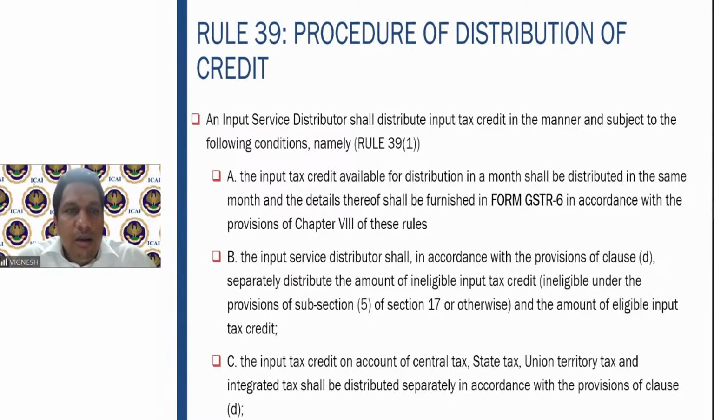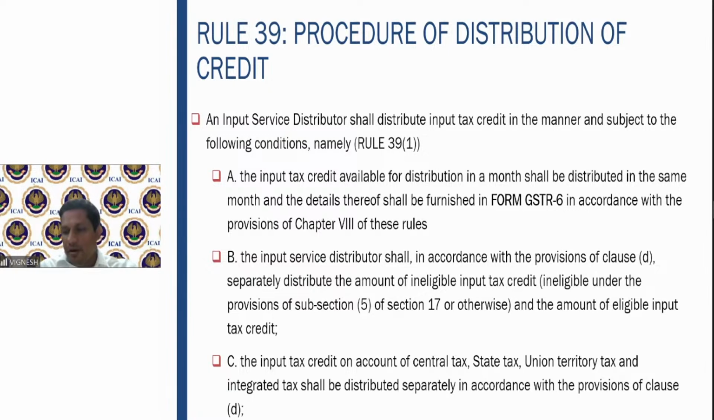So rule 39 talks about the input service distributor. How he will distribute the credit is clearly given there. Input service distributor shall distribute the credit in the manner and subject to the following conditions, namely, number 1, the input tax credit available for distribution in a month shall be distributed in the same month, and details thereof shall be furnished in form GSTR 6 in accordance with the provisions of the rule.